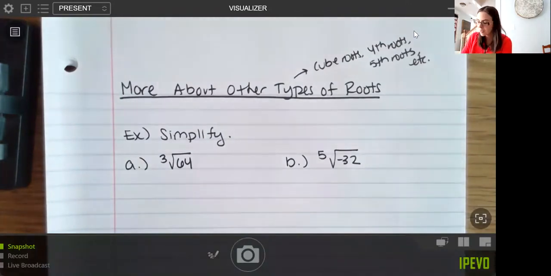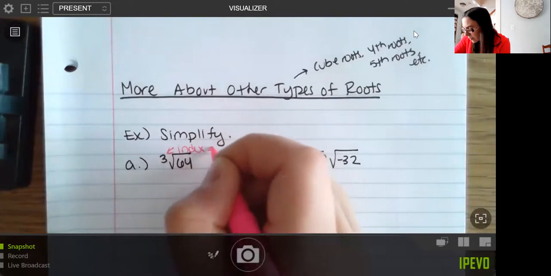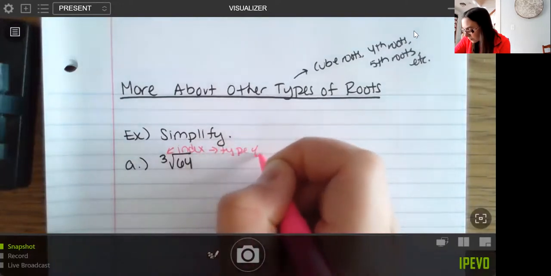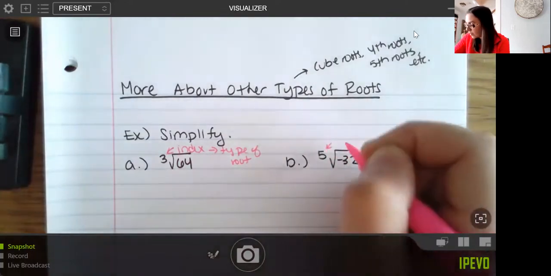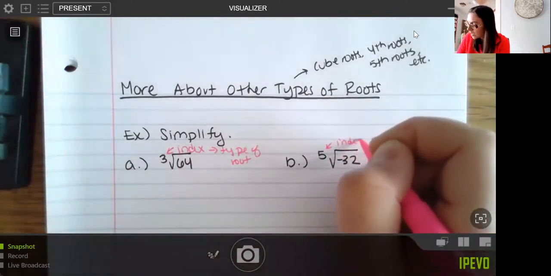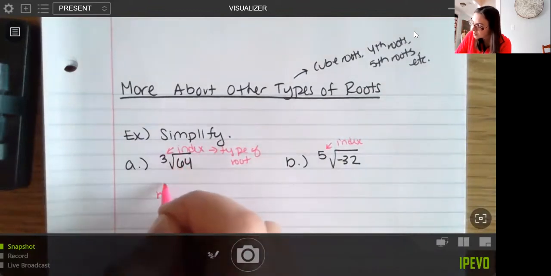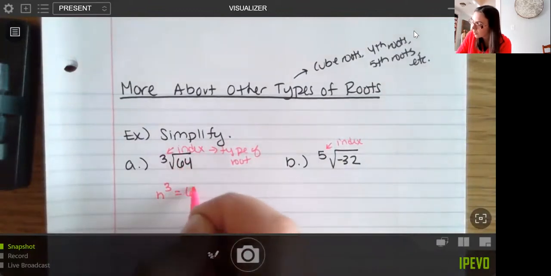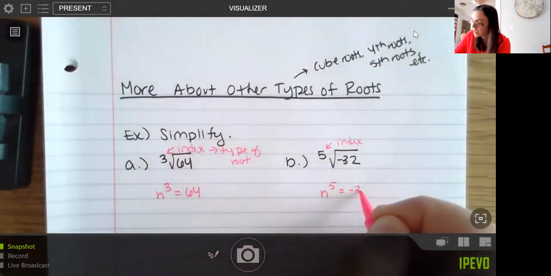on what it is. So when there is a number written in here, this is called your index. And this is your type of root. So here I have a third root. Here I have a fifth root, right? So in this case, we're looking for a number such that when we raise it to the third power, we get 64. And here we're looking for a number to the fifth power that gives us negative 32.